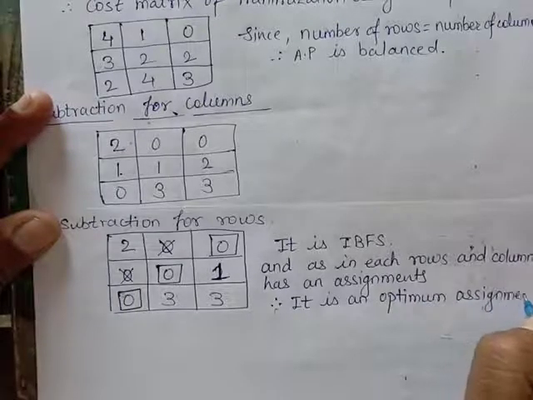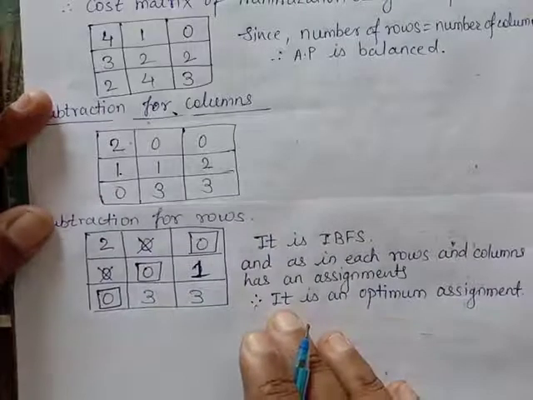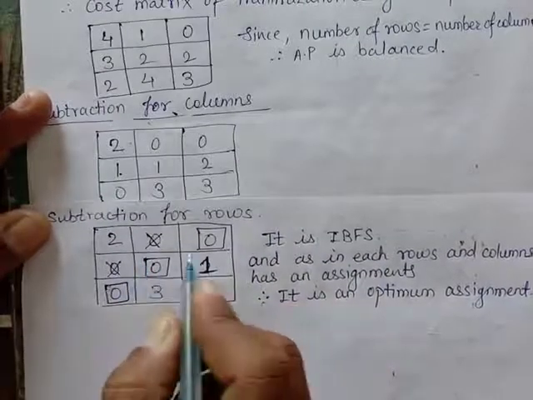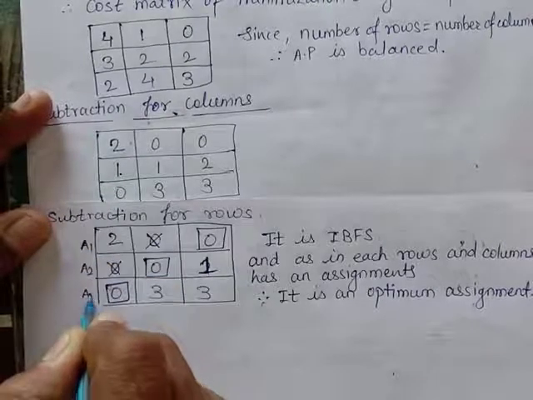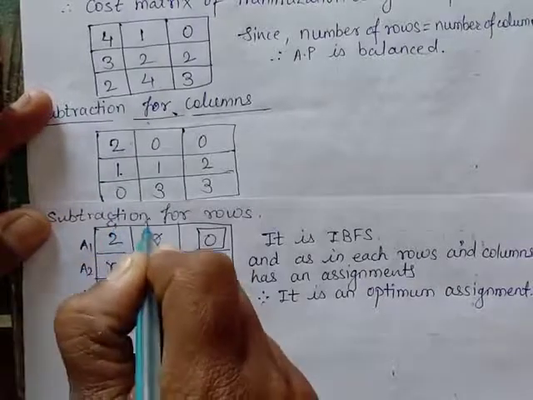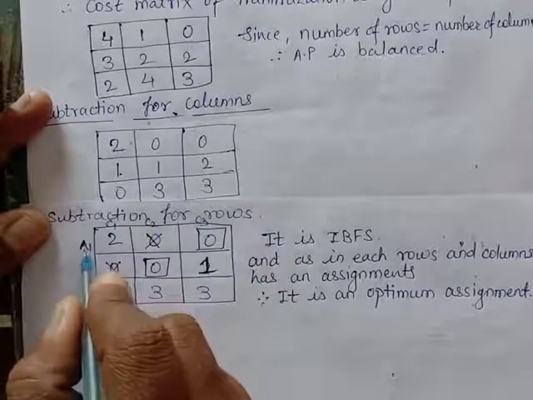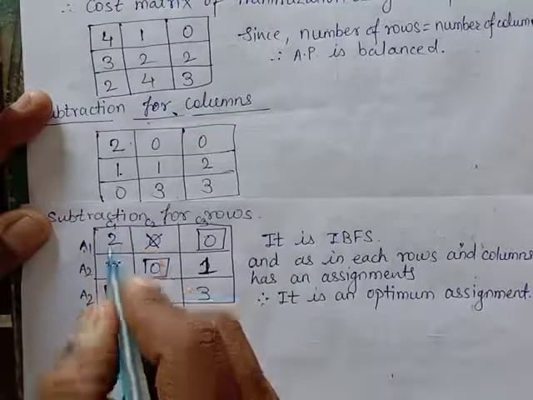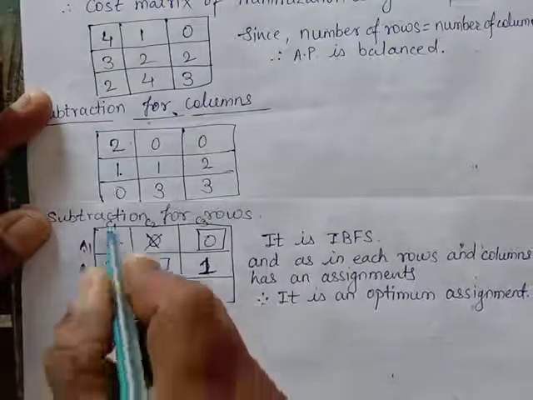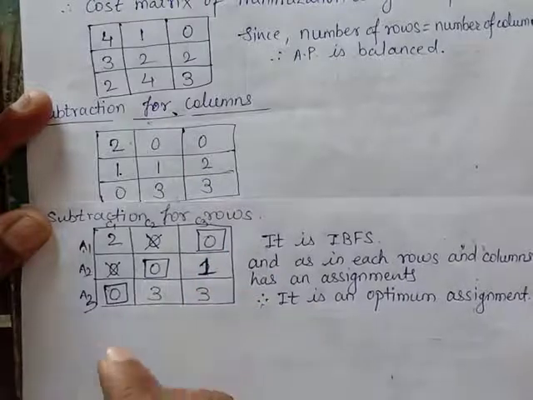It is an optimum assignment. Okay. Now how was the assignment done? These are aeroplanes A1, A2, A3, and these are cargo consignments C1, C2, C3. So A1 is assigned to C3, A2 is assigned to C2, and A3 is assigned to C1. These are the assignments.